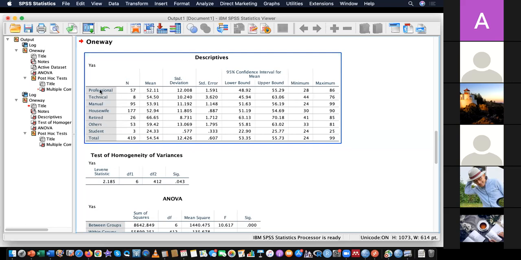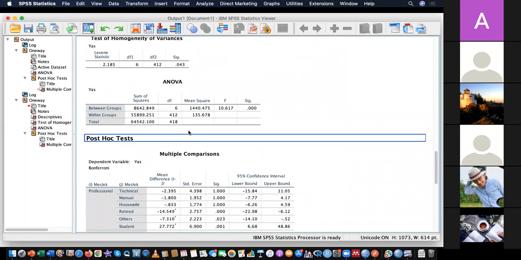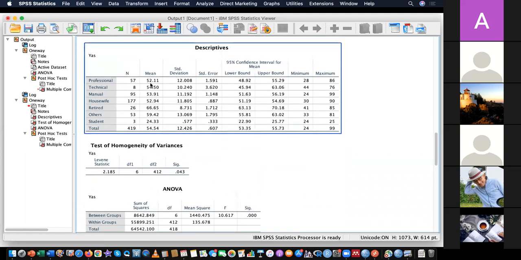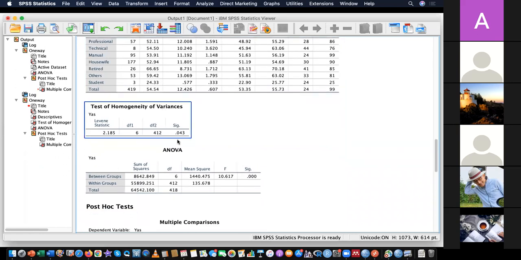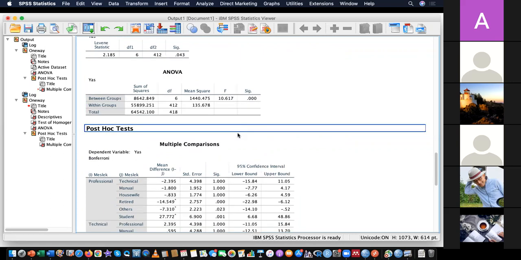Okay, we have here the different categories of occupation: professional, technical, housewife, etc. And here are the means, mean ages: 52, 54, 53, 66. And ANOVA seems to be significant. P-value is less than 0.05.